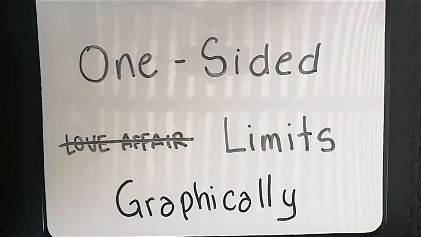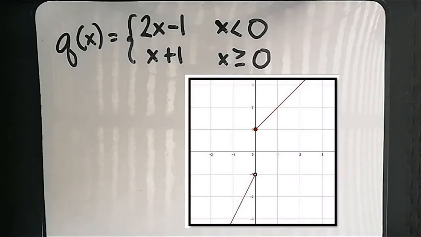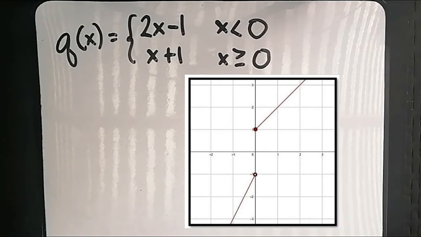Good morning. So today we will talk about one-sided limits graphically. So let's consider this function q of x equals 2x minus 1 whenever x is less than 0 and x plus 1 whenever x is greater than or equal to 0. If we take the limit of q of x as x approaches 0, we have to take the values of x from the left and from the right of 0.